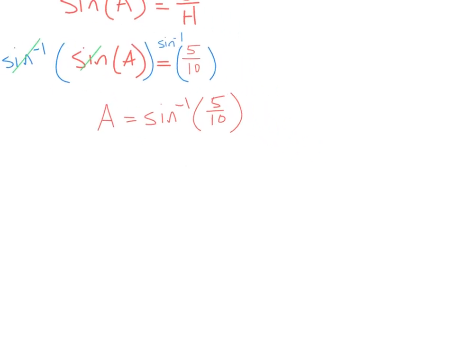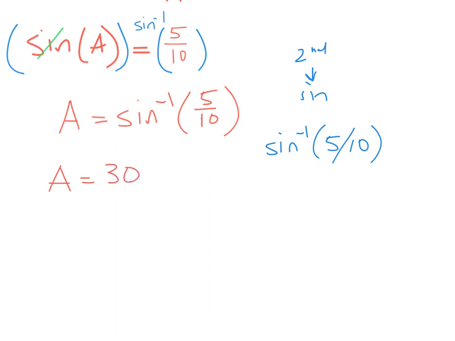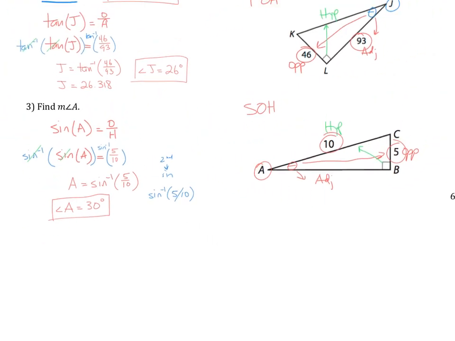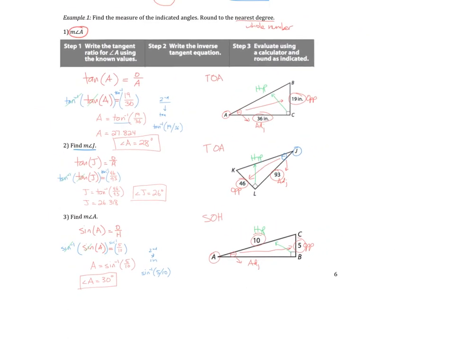And again, you put this in your calculator. You want to hit the second key, then hit sine. And so you should have sine inverse, parentheses, and then 5 divided by 10. Close your parentheses. And so you should get angle A equals a nice round 30. There's no decimal there, so angle A is 30 degrees. Okay, so that's using our trig ratios and their inverses to help us find missing angles.